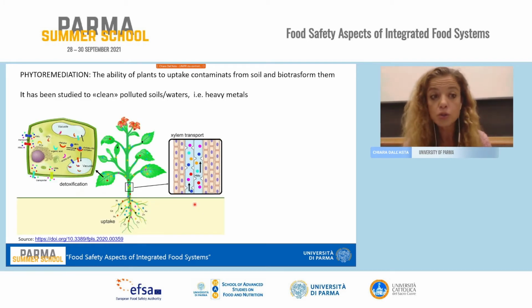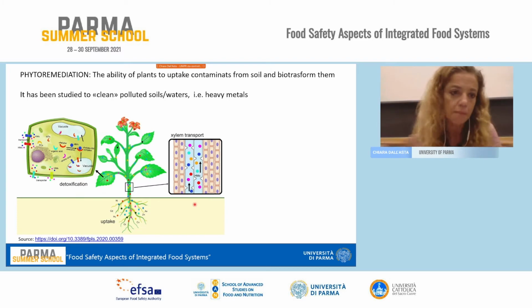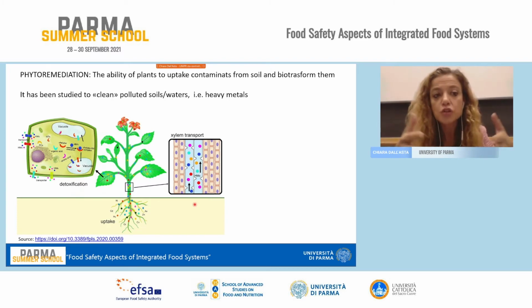It was known also by the environmental scientists. The ability of plants to uptake contaminants from soil and biotransform them is called phytoremediation. It's a very important green strategy to clean polluted soil and polluted waters. You can put plants into polluted water to get it cleansed again, for example, from heavy metals.